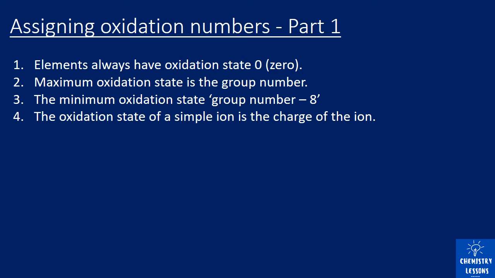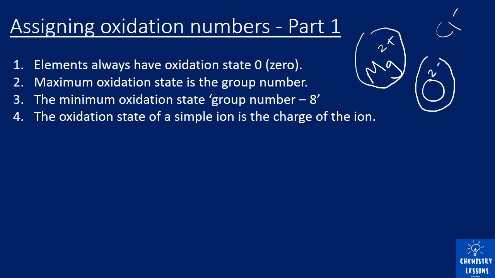Now, if we are looking at an ion, the oxidation state is the charge of the ion. So for example, if you looked at magnesium 2+, or something like oxide 2-, or maybe chloride, the oxidation state is the charge. So the oxidation state of magnesium here is +2, oxidation state of oxygen here is -2, oxidation state of chlorine here is -1. It's just the charge, okay?